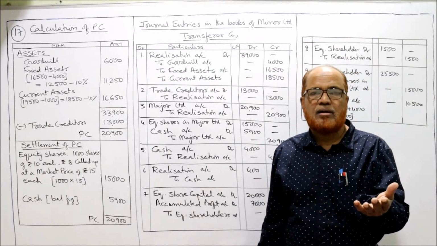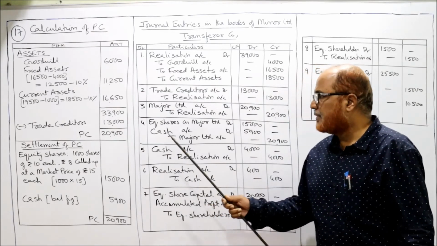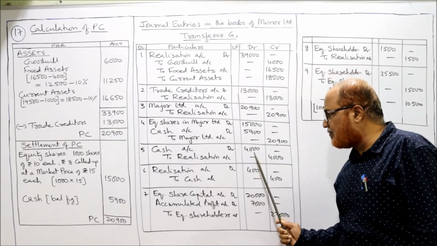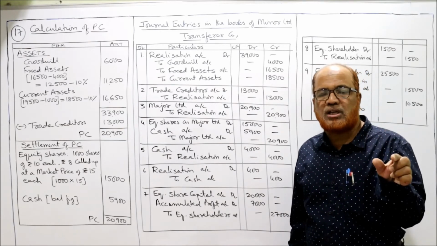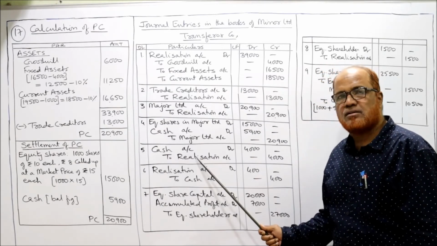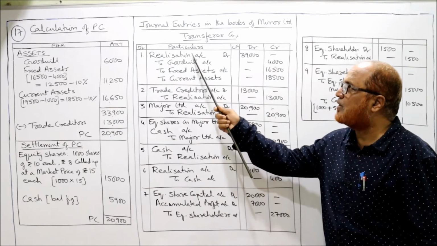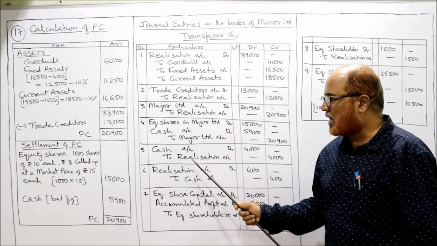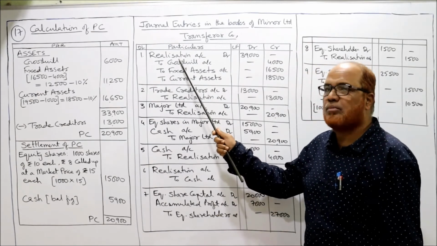बेचने पर कैश आएगा, तो entry will be cash account debit to realization. Cash account debit to realization 4,000. Being the sale of that asset which is not taken over by the purchasing company. अब यहाँ पर फिक्स्ड एसेट नहीं ले रहे, because all the fixed assets we have transferred to realization. ये 4,000 रुपए का जो फिक्स्ड एसेट था उसको भी ट्रांसफर कर दिए हम रियलाइजेशन में.